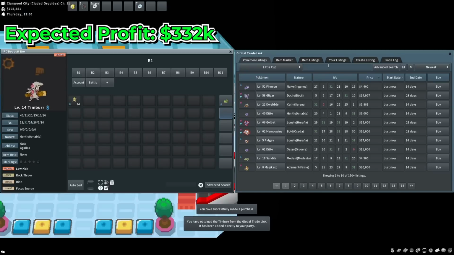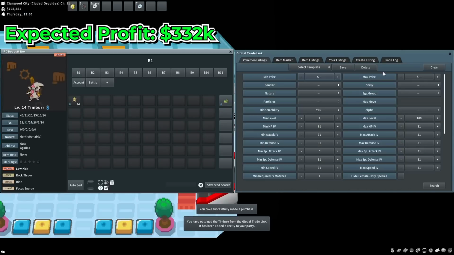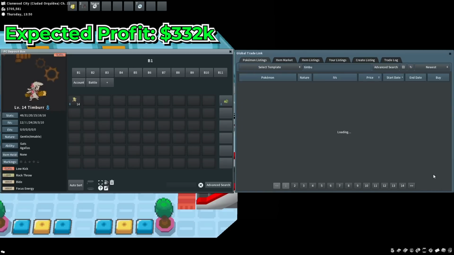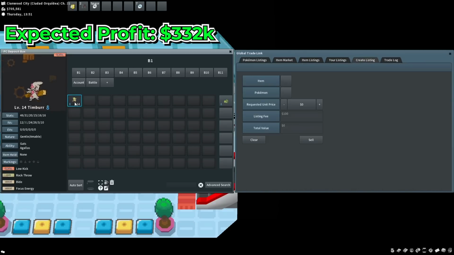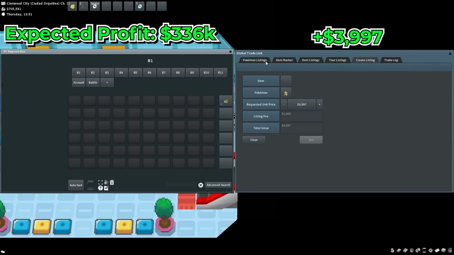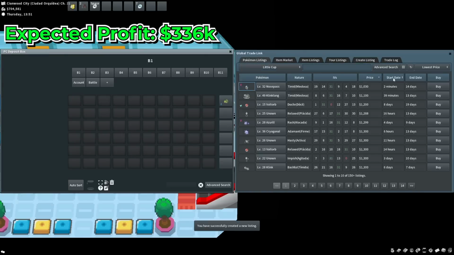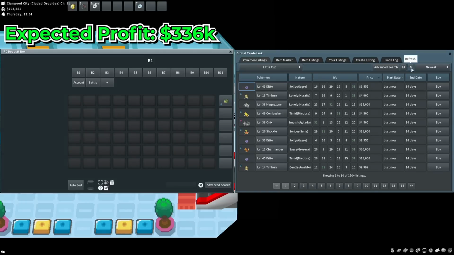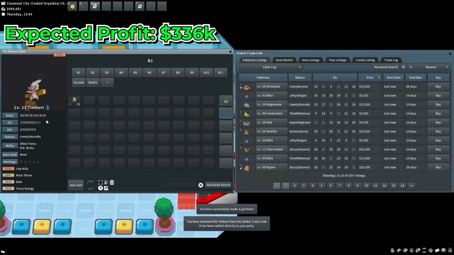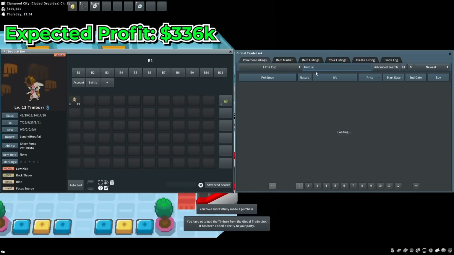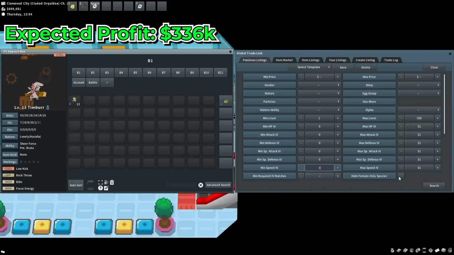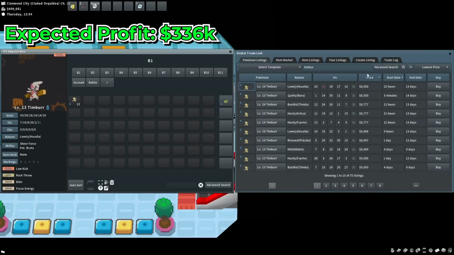Now another Timburr with 31 in attack, like this. 9k, will be undercutting ours. We don't have great defenses. Another Timburr, but this one has 31 in speed and it goes for more than 5k. Yep, so we're pricing ours just under this one.